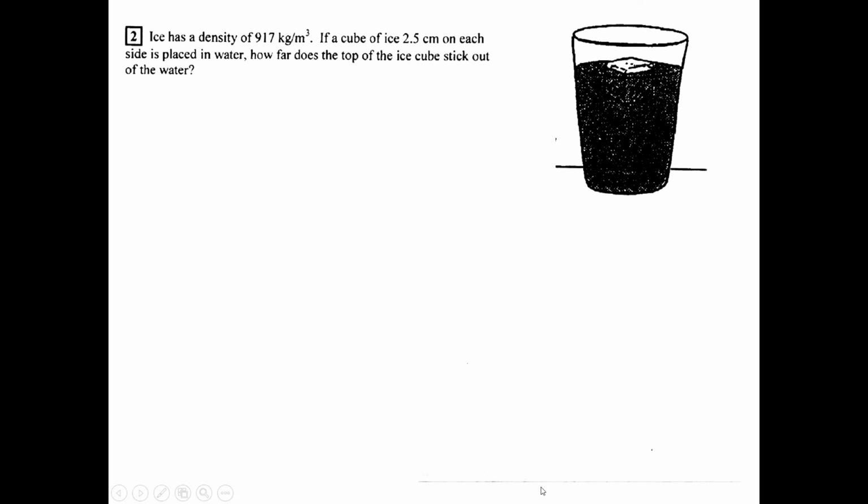All right, let's do the next problem. I think this might be labeled as problem 3 on the worksheet, but in any case, we've got ice of given density. It's a little bit less dense than water. That's why ice floats on the surface, a little bit above the surface. So if we have a cube of ice, a perfect cube, 2.5 centimeters on each side, and place it in water, how far above the surface of the water does the ice cube stick out? It floats just a little bit above the surface. We want to calculate that.